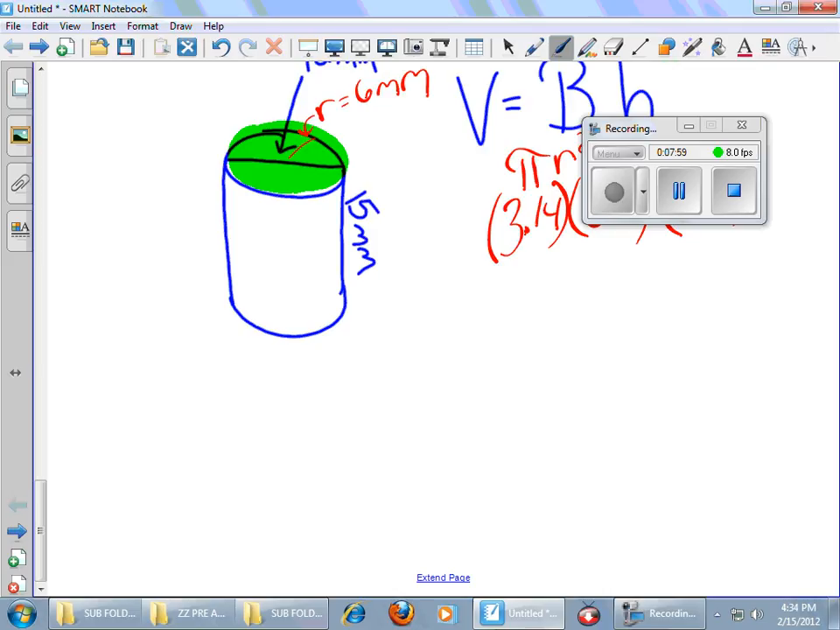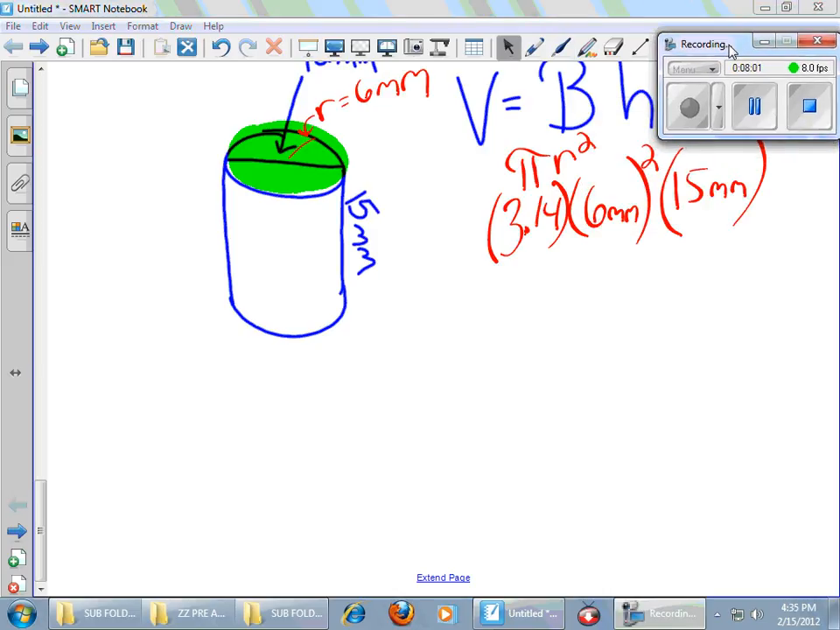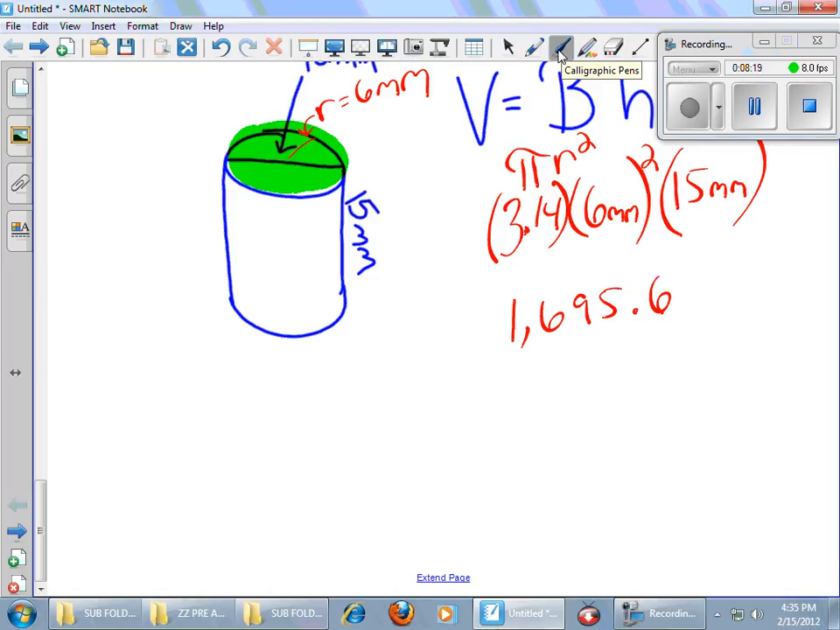All right. When I get my calculator out, oops, you can't see that. I'm going to multiply 3.14 times 6 squared times 15. And I'll get an answer of 1,695.6 millimeters cubed. Because here I'll get millimeters squared, and then I'll multiply by another millimeters. Millimeters times millimeters times millimeters is millimeters cubed.